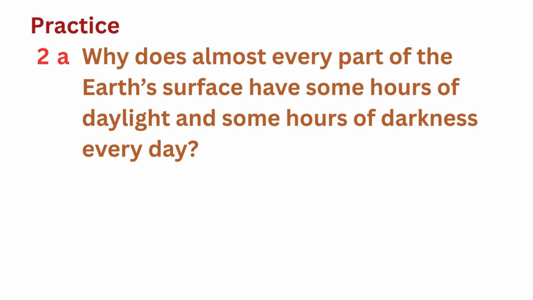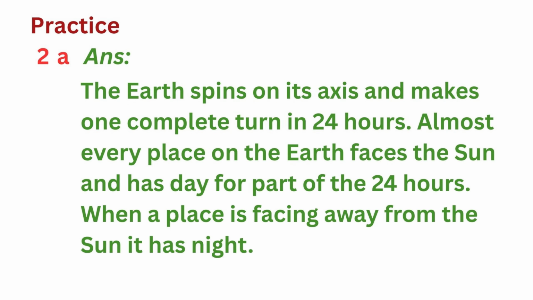Question number 2a. Why does almost every part of the Earth's surface have some hours of daylight and some hours of darkness every day? The Earth spins on its axis and makes one complete turn in 24 hours. Almost every place on the Earth faces the sun and has day for part of the 24 hours. When a place is facing away from the sun, it has night.